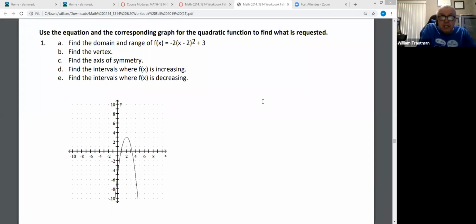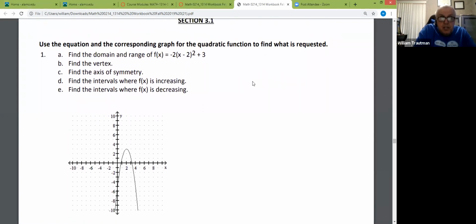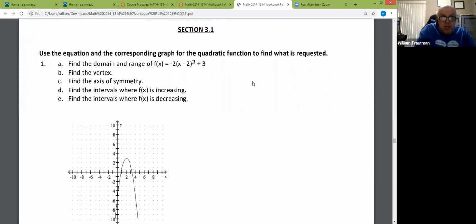So let's see. It's hard for me to set this up just exactly right so I can see it correctly. Give me a second. Okay. There we go. That's better.